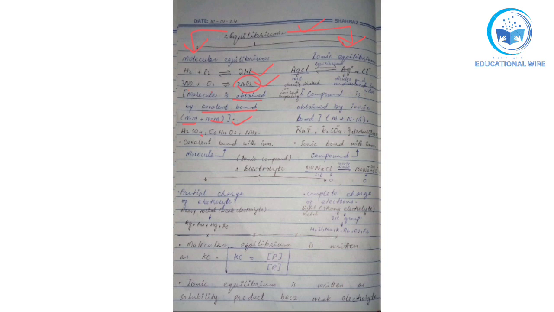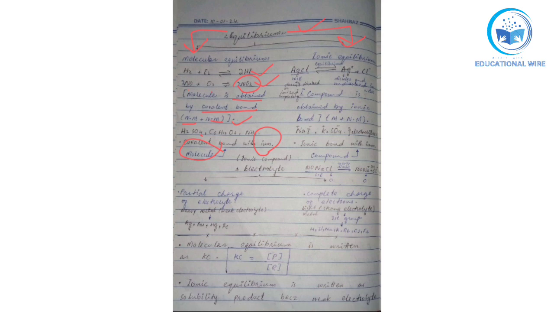After that, the covalent bond is without ions. I wrote by mistake over here that it is with ions, but it is without ions. Like ammonia, in the end of ammonia there is no ion, so that's why this is called a covalent bond, and it makes molecules.